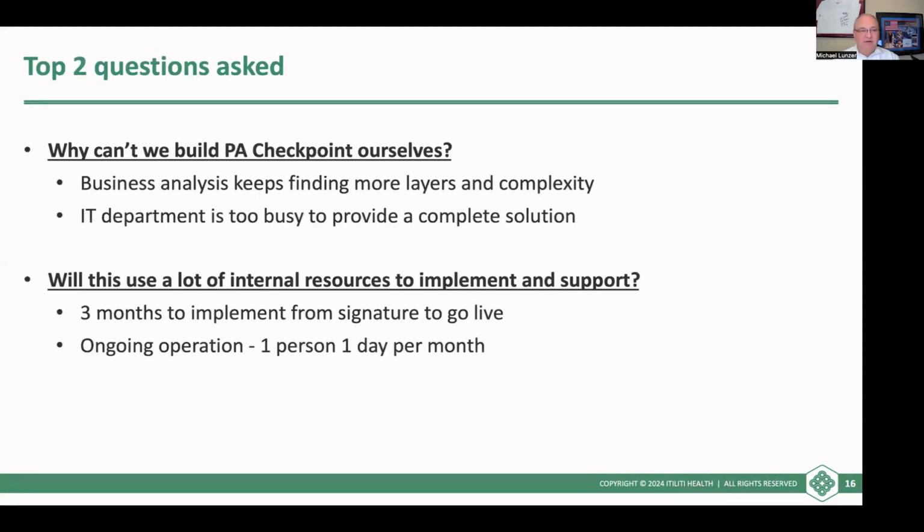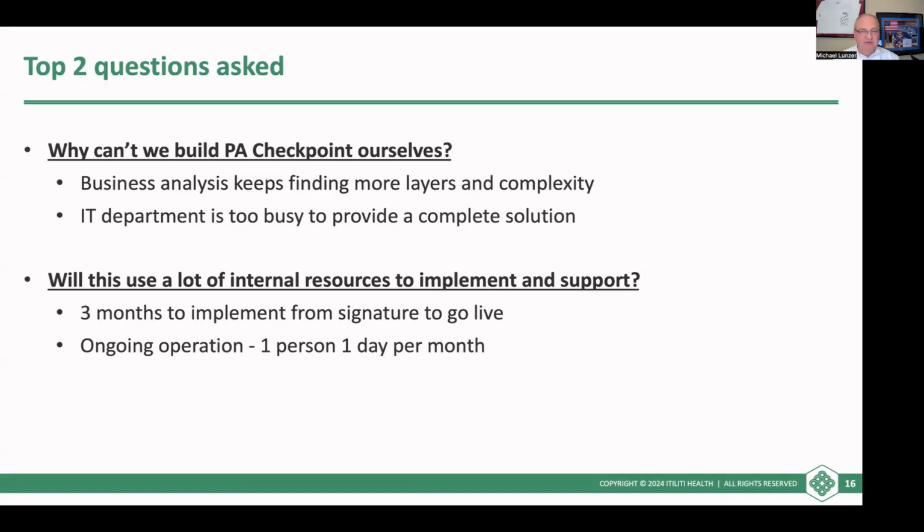There's really two common questions that Itiliti Health gets asked about this PA Checkpoint product. The first of those is, why can't the IT department of the health plan just build PA Checkpoint? What we have found is that the analysis and understanding the details of the variations of rules that health plans build into their prior authorization processes is much more complex than one thinks when they first look at this challenge. And that means that this system is a pretty complex rules-based engine.